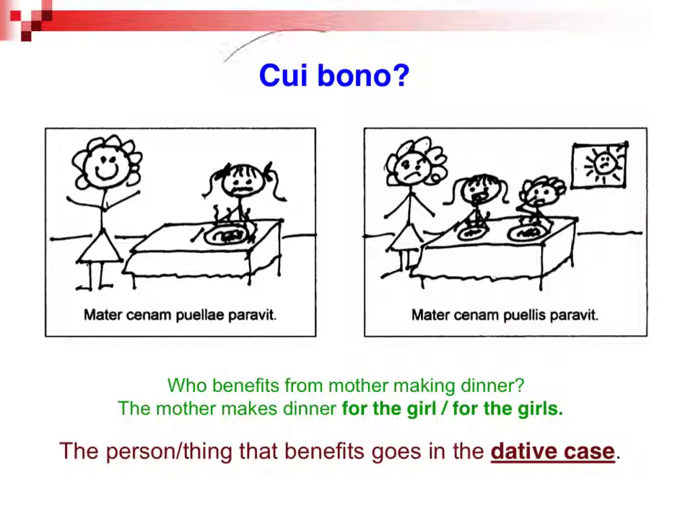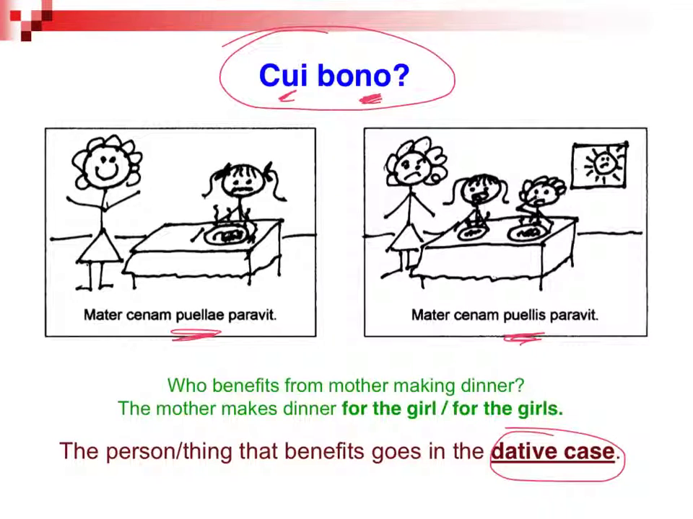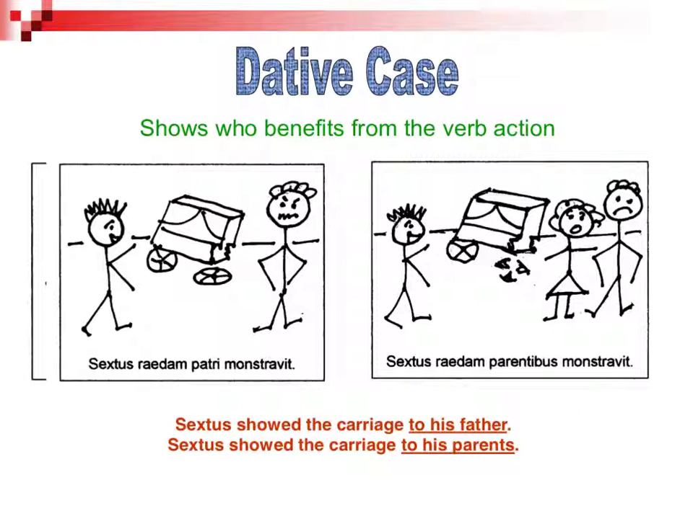Alright, here's a good legal phrase, legal Latin. Cui bono. Cui, to whom, is it a good thing? I.e., to whom does it benefit? So who benefits from mother making dinner? Well, here it's the girl, and here it's the girls. So the beneficiary of the dinner goes into the dative case. Same idea. The dative case shows who benefits from the action of the verb, here showing or pointing out.